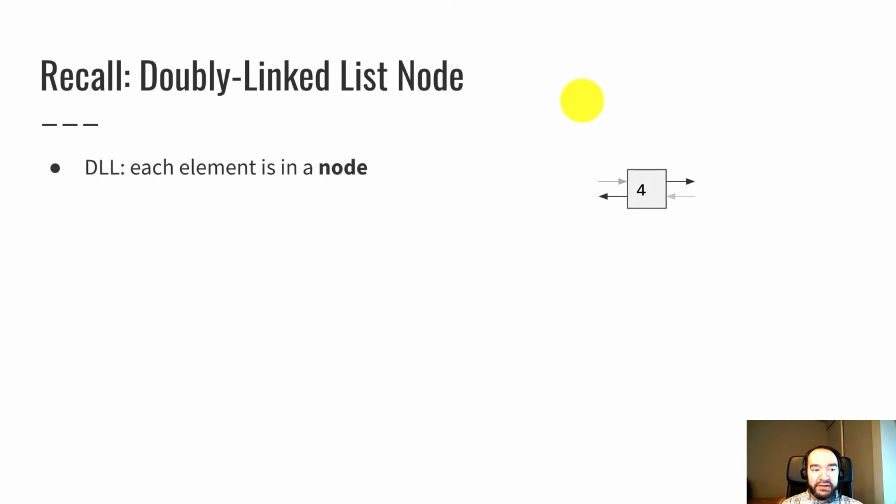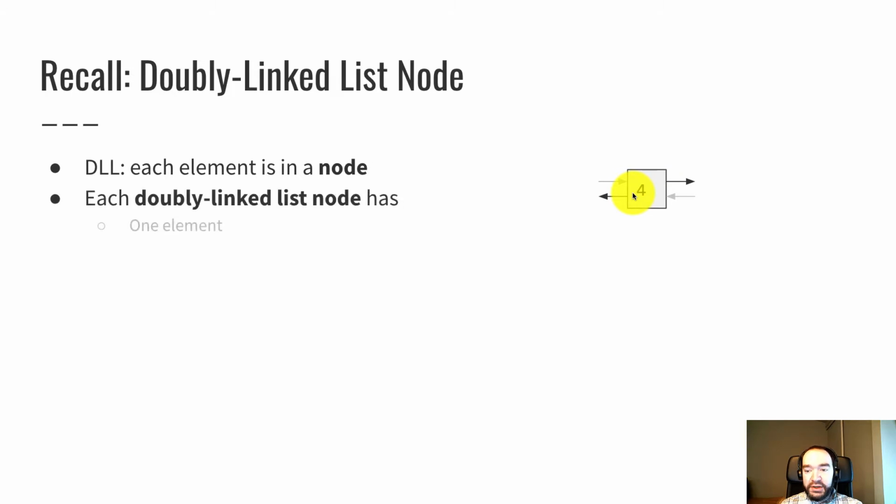In a doubly linked list, every element is stored in a node. So for every single element in the list, we create a node object. That node object has one element. In my sketch, it's the integer 4. Every node has a previous pointer, which we draw as a left pointing arrow, and every node has a next pointer, which we visualize as a right pointing arrow. And there would be some incoming edges, which I drew in gray here, but those are not part of this node object. Those belong to other objects.